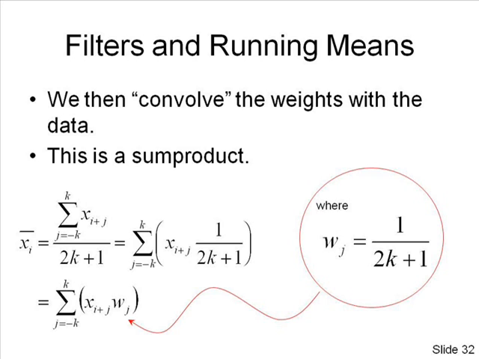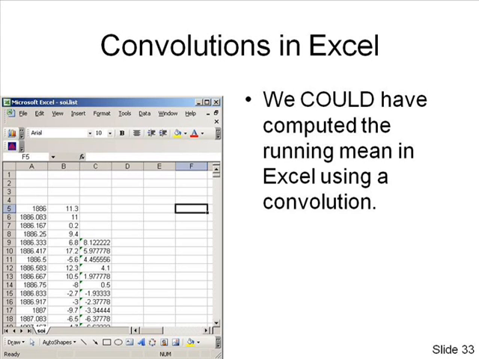Excel doesn't use the word convolve. They use this made-up word of sum product. But sum product is a good explanation of what a convolution is. You take the sum of the products. You multiply the data times a weight, and then you add that to the next data point times a weight. So it's a sum of products. I don't know why they don't just use the right mathematical term and call it a convolution. So we could have computed the running mean in Excel using a convolution or a sum product. And just to show that it could be done, let's go ahead and do it.